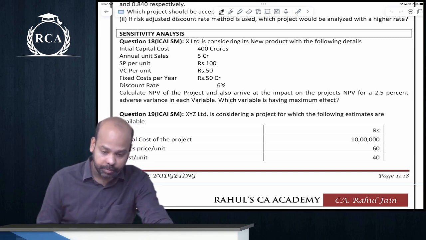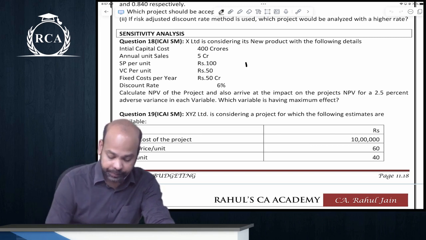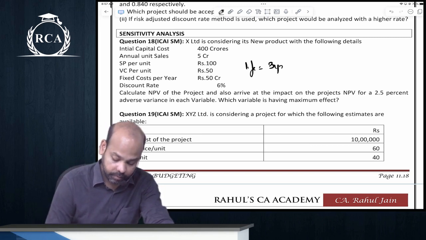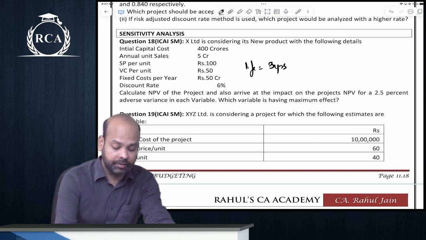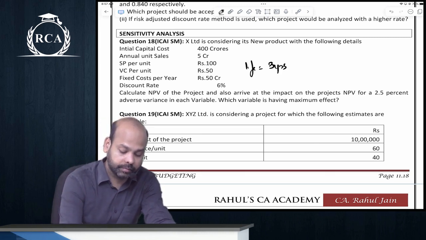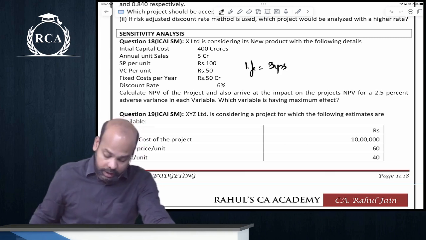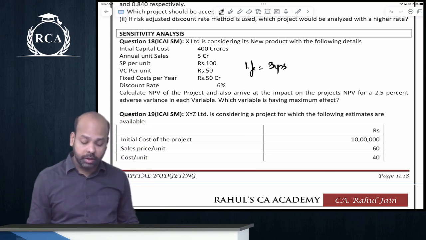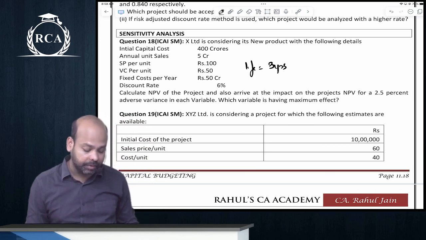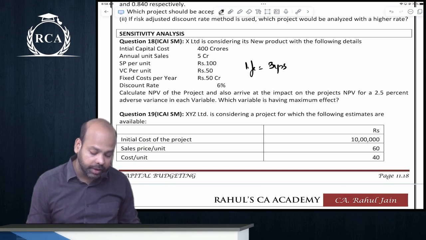Calculate the NPV of the project. Beta, add life 3 years. Everyone add, beta, life 3 years. Calculate the NPV of the project and also arrive at the impact on the project's NPV for a 2.5% adverse variance in each variable.